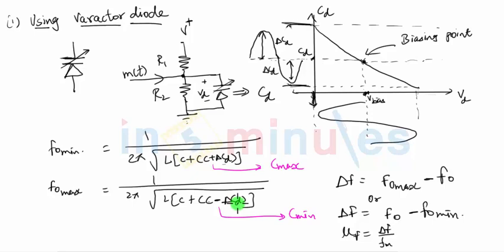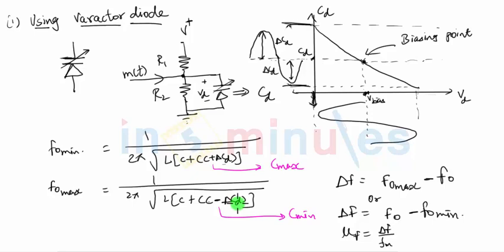If you want to generate a wideband FM, or even if I don't talk about the types of FM, if I simply want the large range over which the frequency should be changed, then I should be using a better variable capacitor device or a circuit.